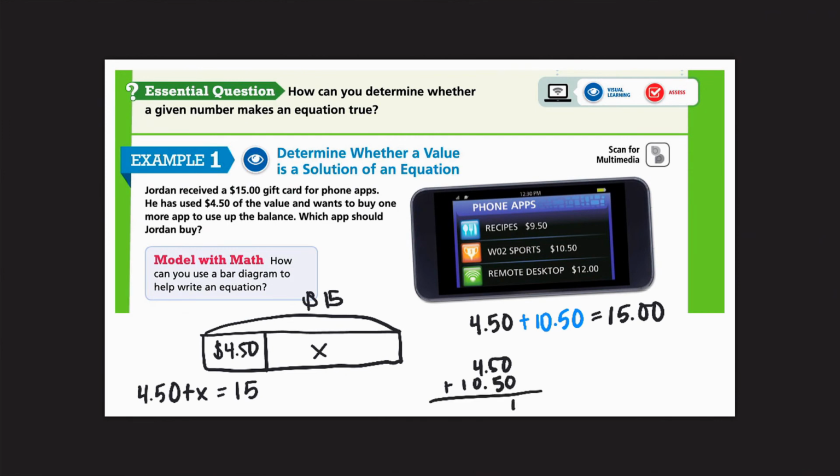Okay, 0 plus 0 is 0. 5 plus 5 is 10. Bring down your decimal. 4 plus 1 is 5. And 1. What do you know? Jordan has enough money to buy this app and use up the rest of his gift card. Okay. We could have done the same thing, adding in $9.50, but we would not have gotten $15, so that equation would not have been true. The solution to this equation is $10.50.